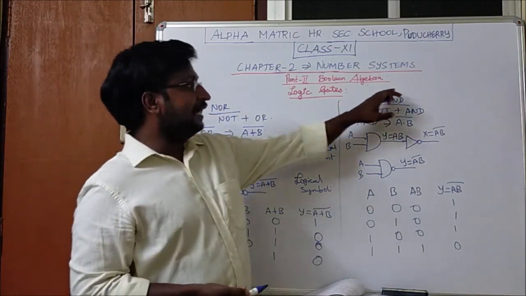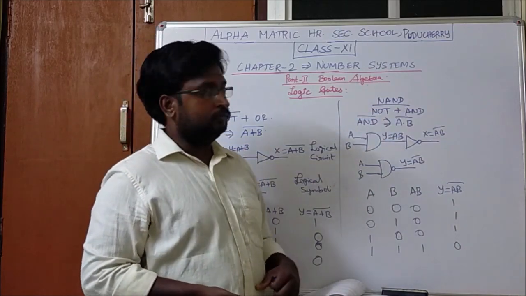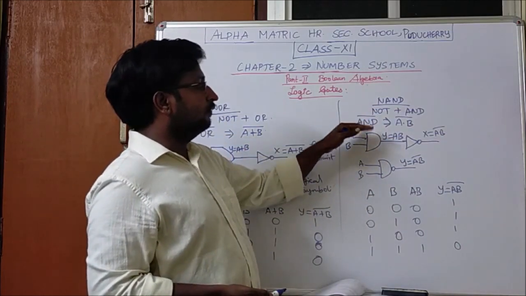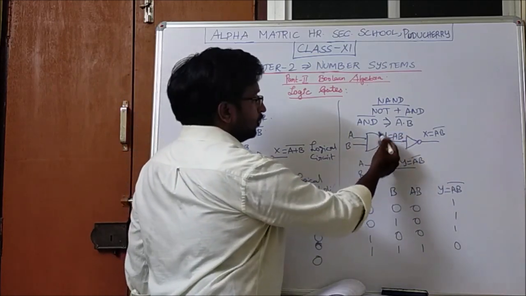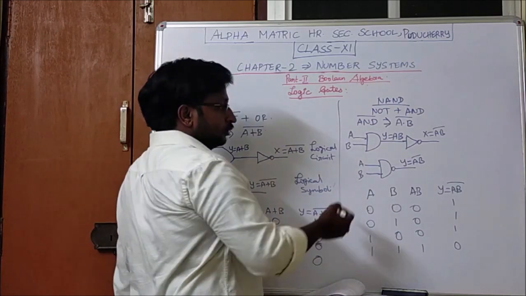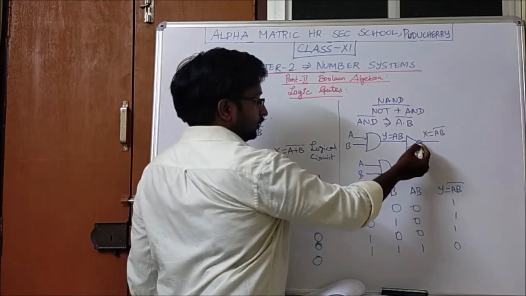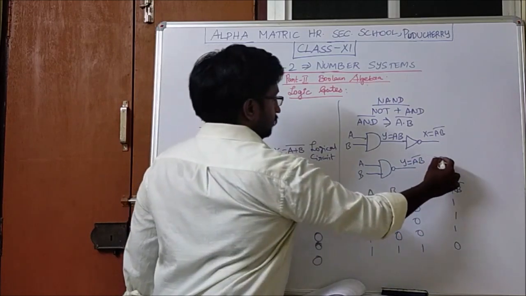And the next one is the NAND operator. It's a combination of NOT plus AND. Here similarly, it is the inverse of AND. After multiplying, after doing the AND operation, only then we have to do the NOT operation. So similarly we just use this bubble after the AND operator. This is the logical symbol.